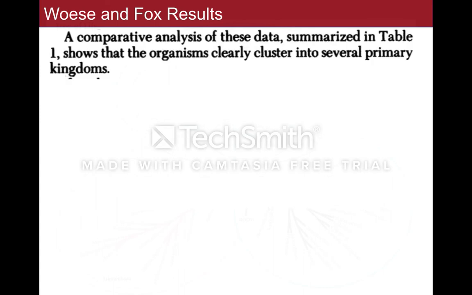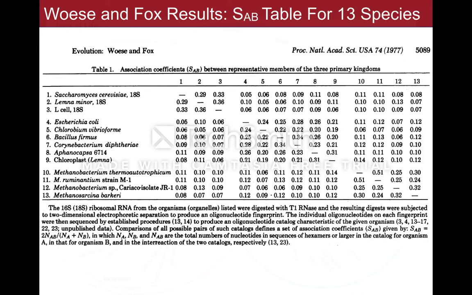And here's their real result, right? Comparative analysis of this data is summarized in table one, and they say it immediately shows that the organisms clearly cluster into several primary kingdoms. That's the top level of the classification scheme. So here's the data for their paper, the results. Isn't it amazing that they just tell you to look at this data matrix of SAB values, which they don't tell you a lot about, and then say this is clear, that organisms group into multiple primary kingdoms?